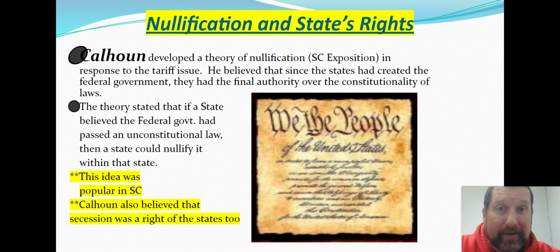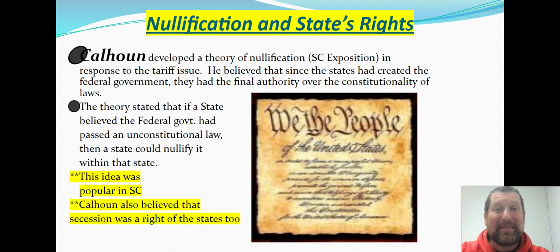And if anyone is to have anything to say about the constitutionality of a federal law, I hope you just said to yourself, it's the Supreme Court, right? The idea is very popular in South Carolina. That's going to come up, right? Because South Carolina is going to be the first state to secede from the Union.